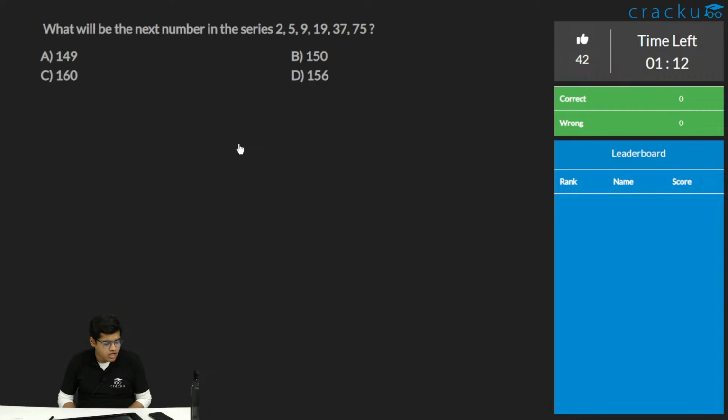Yeah, syllogism will be covered in LR part 2. Today we have covered LR part 1. So it was a quant heavy LR, to be honest, right? We have dealt with numbers. In LR part 2, we will deal with the verbal part, syllogism and all. Yeah, Arpit, 149 is the right answer. Very good.